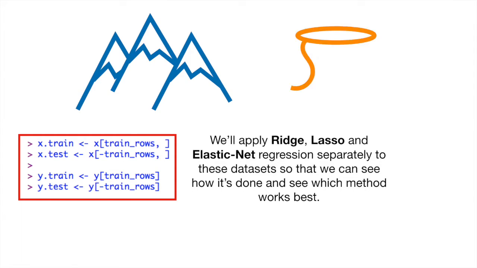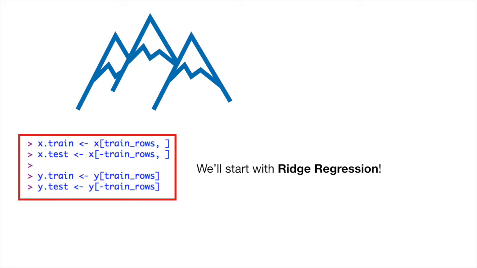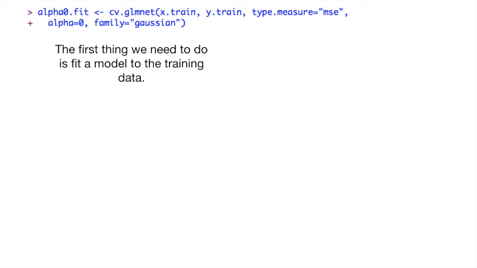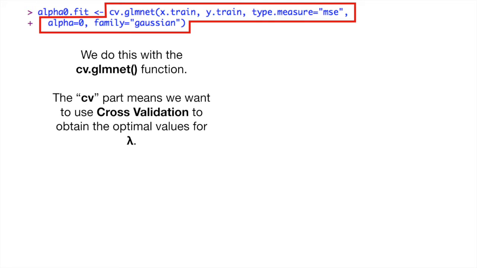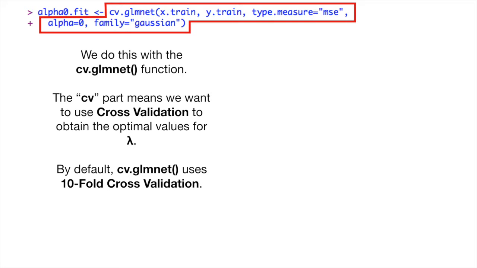We'll apply Ridge, Lasso, and Elastic-Net Regression separately to these datasets so that we can see how it's done and see which method works best. We'll start with Ridge regression. The first thing we need to do is fit a model to the training data. We do this with the cv.glmnet function. The cv part means we want to use cross-validation to obtain the optimal values for lambda. By default, cv.glmnet uses 10-fold cross-validation.